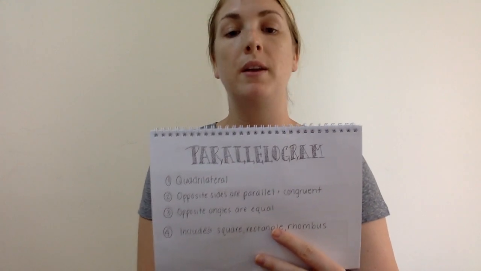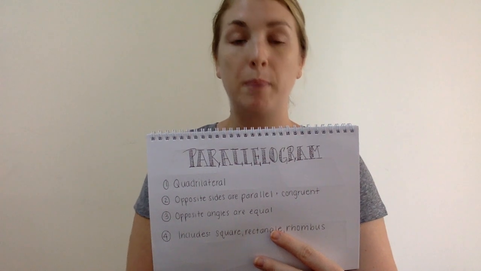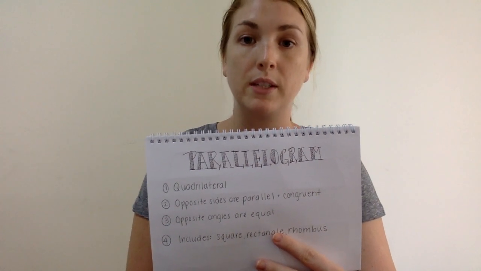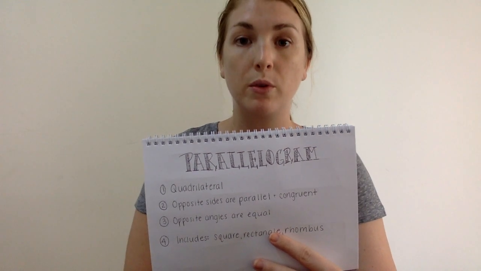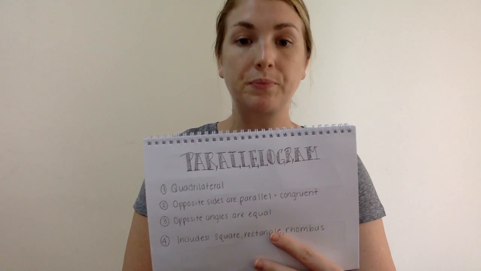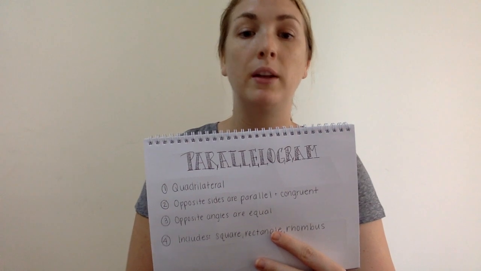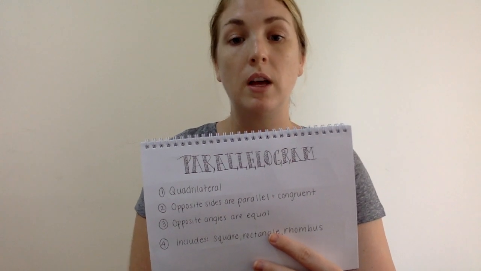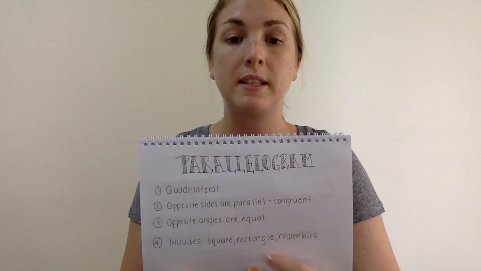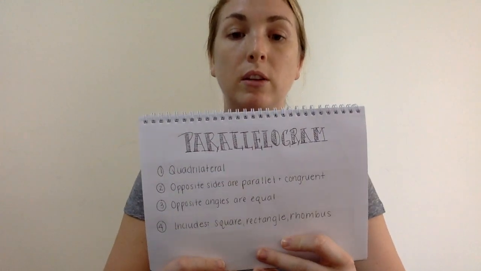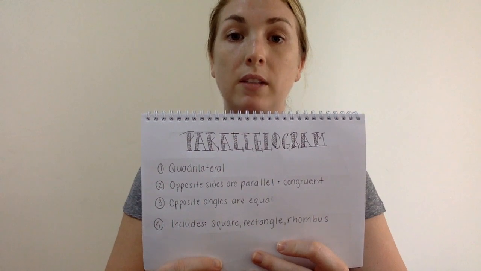In a parallelogram, the opposite sides are parallel and they're also congruent. Parallel means they'll never intersect, and congruent means that they are equal. Opposite angles are also equal. And lastly, parallelograms include squares, rectangles, and a rhombus.